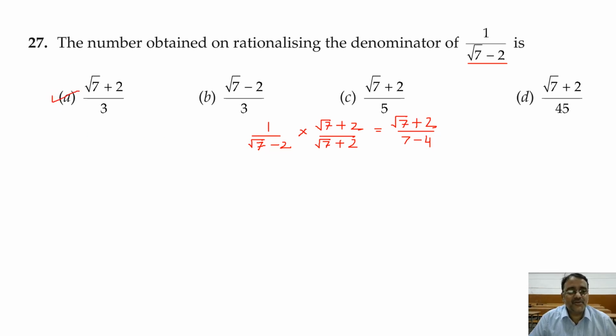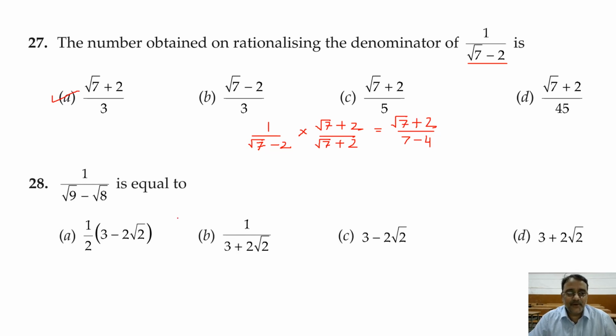So now we are moving towards question number 28. 1 upon root 9 minus root 8 is equal to dash. So first of all, what we are going to do, ध्यान से देखो, what is root 9? 3. What is root 8? 2 root 2. ठीक है, now we have to rationalize this denominator, 3 minus 2 root 2. So what is the rationalizing factor? 3 plus 2 root 2. Right, 3 plus 2 root 2 से हम लोग इसको मल्टीप्लाई करेंगे, न्यूमरेटर और डिनोमिनेटर को.